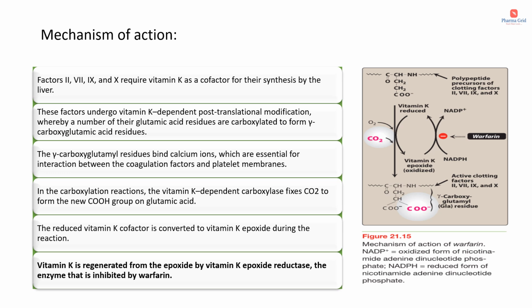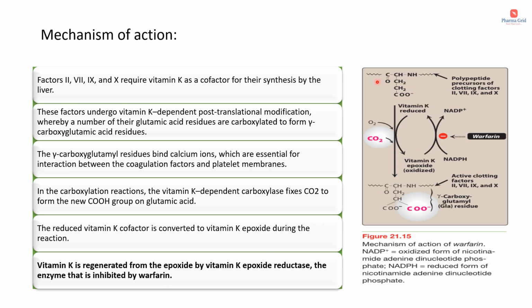These formed gamma carboxyglutamic acid residues will bind with the calcium ions, which are essential for the interaction between the coagulation factors and platelet membranes. In this carboxylation reaction, the vitamin K dependent carboxylase fixes carbon dioxide to form the new COOH group on the glutamic acid. The reduced vitamin K cofactor is converted to vitamin K epoxide during this reaction. Vitamin K is regenerated from the epoxide by vitamin K epoxide reductase, the enzyme that is inhibited by warfarin.